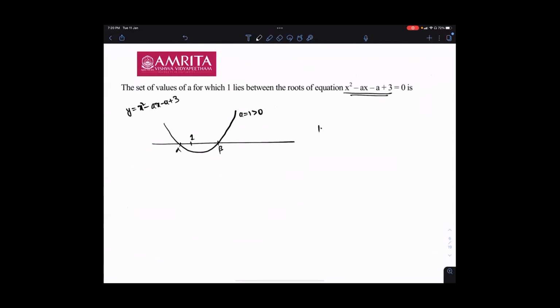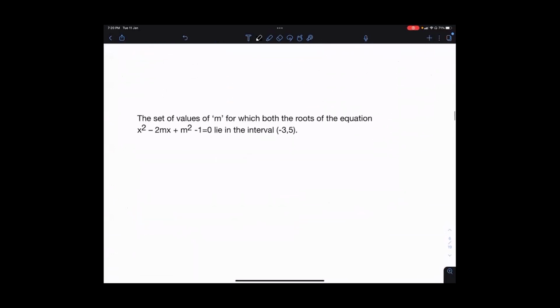So here a value is 1. f of k, what is k here? They have given 1. This must be less than 0. What is f of 1? 1 square minus a plus 3 must be less than 0. So 2a greater than 4, a more than 2. So answer is 2 to infinity. Okay. Next.